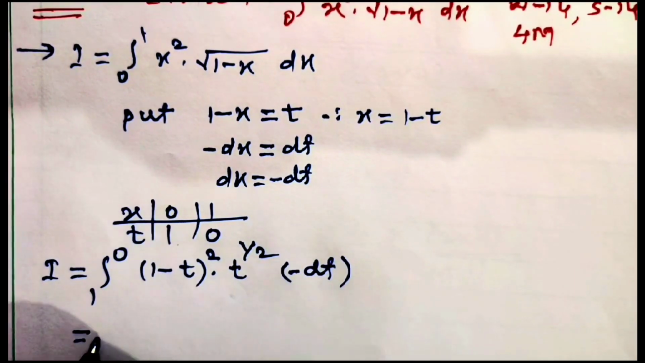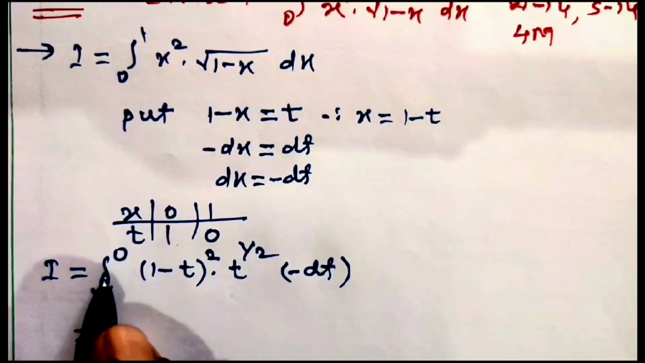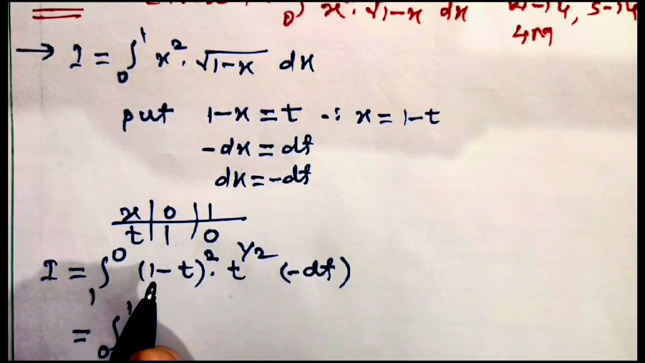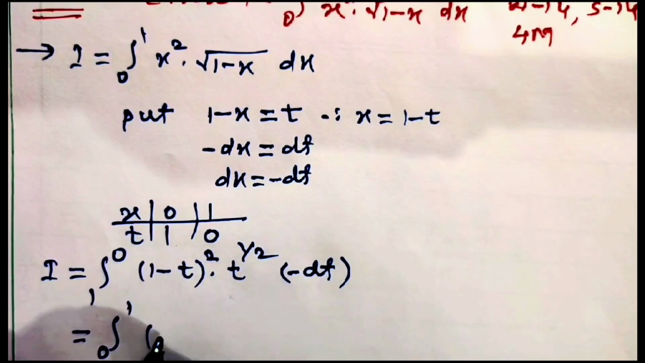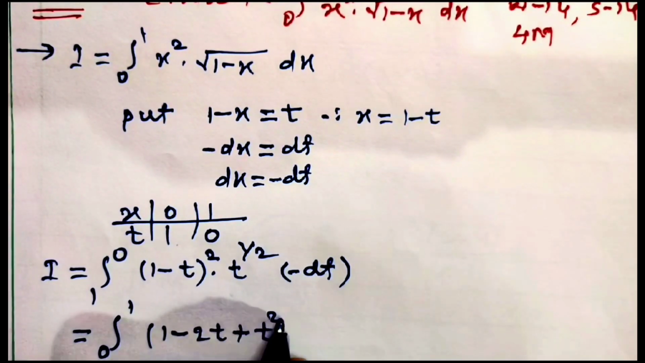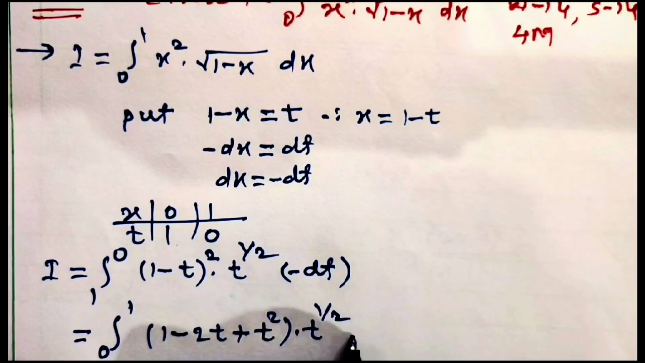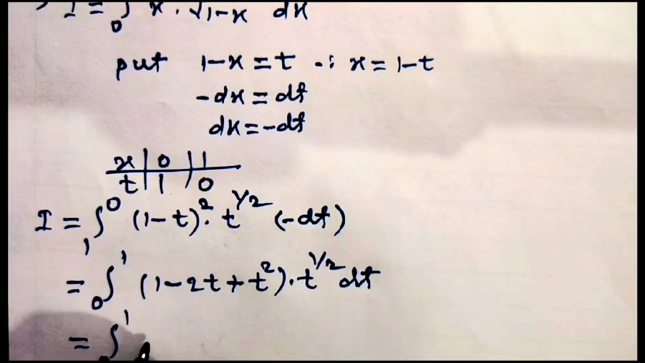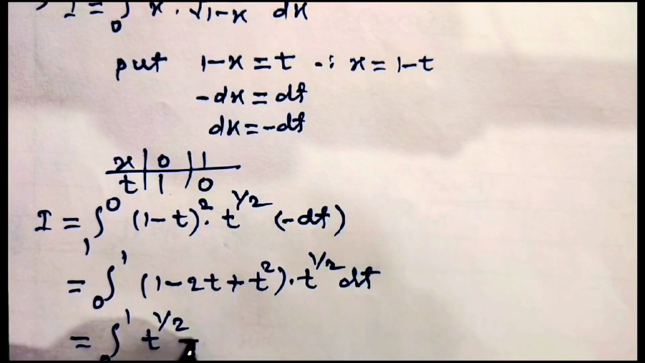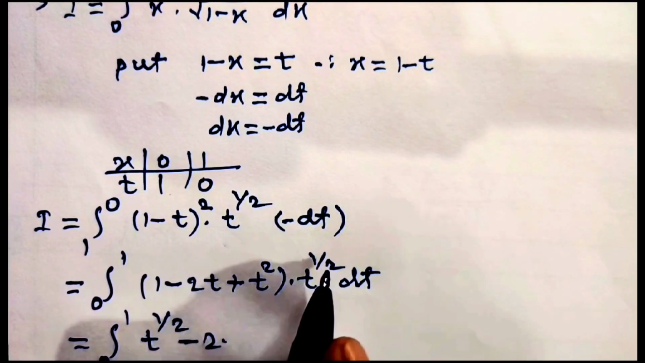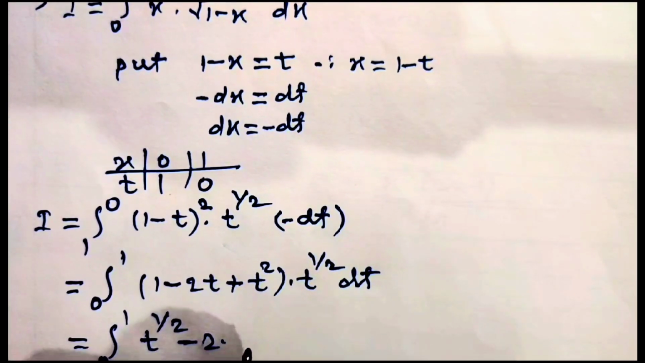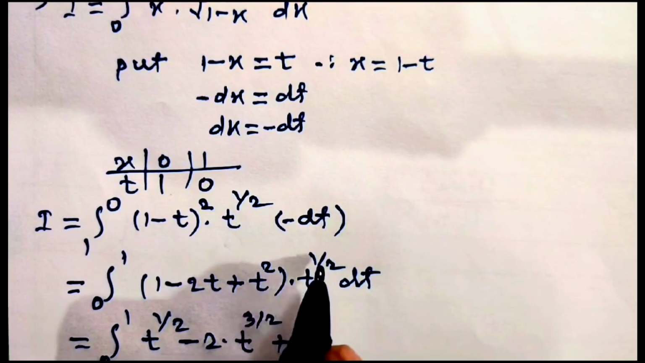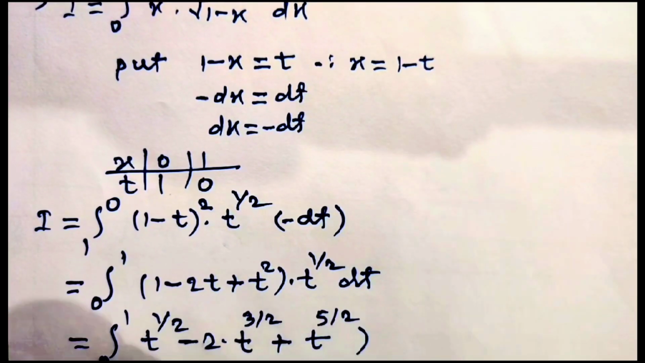So this minus sign interchanges the limits of the given integral. Instead of 1 to 0, that becomes 0 to 1, and expand this 1 minus t whole square, that is 1 minus 2t plus t square, into t to the power half dt. Okay, multiply this bracket by t to the power half. Integral from 0 to 1 of t to the power half minus 2 into t to the power 1 plus half. 1 plus half means 3 upon 2. So t to the power 3 upon 2 plus t to the power 2 plus half, that is 5 upon 2. And the integral is with respect to t.